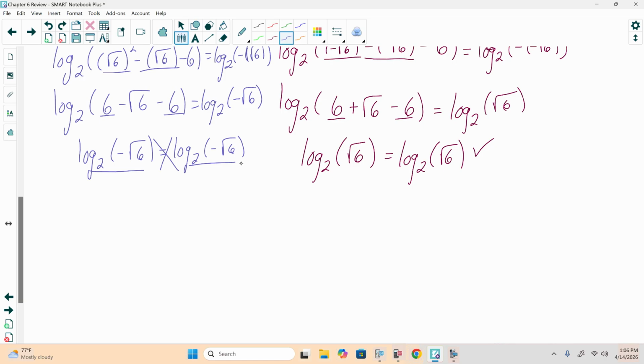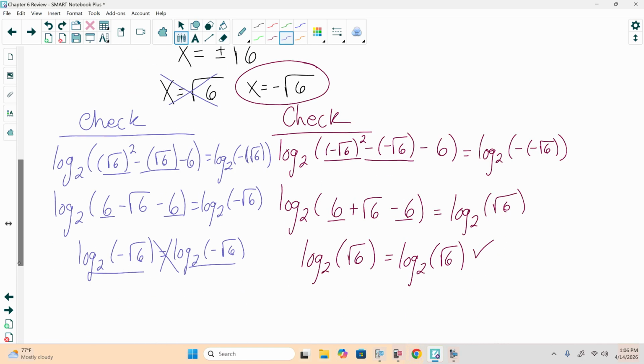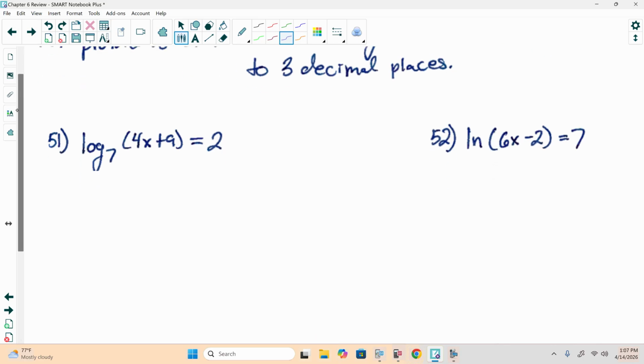So incidentally enough, the positive case does not work this time, but the negative case does. So the only solution for this is negative square root of 6. I put this in here to show that, yes, the negative case could be the one that works. We do need to check both to make sure. Any other questions on 50? Let's look at 51 through 56.